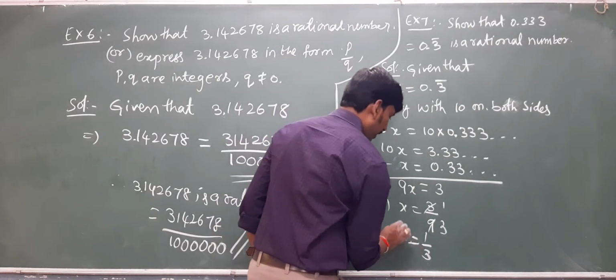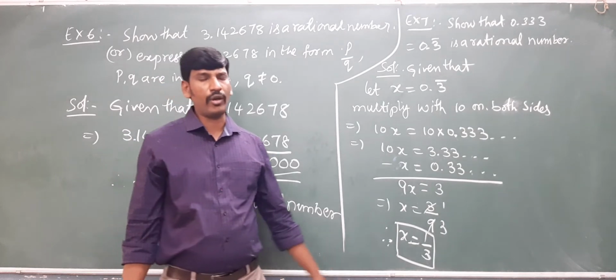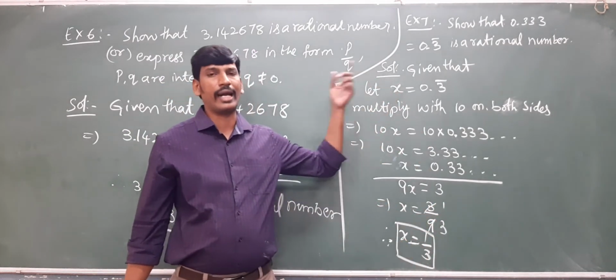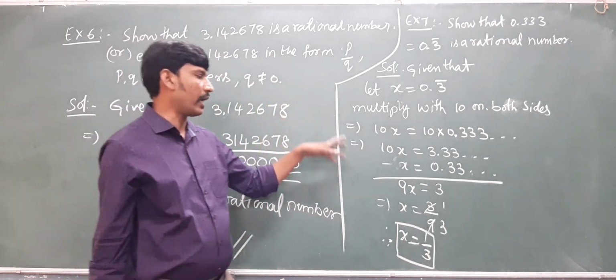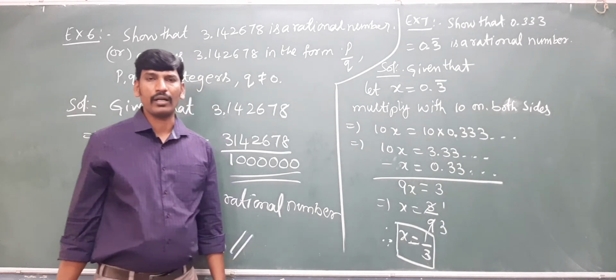So 1 by 3, is it in the form of p by q or not? It is in the form of p by q where p and q are integers and q not equal to 0. Whether this satisfies the rational number condition or not. Okay, so therefore 0.333 bar is a rational number. This is clear, my dears?